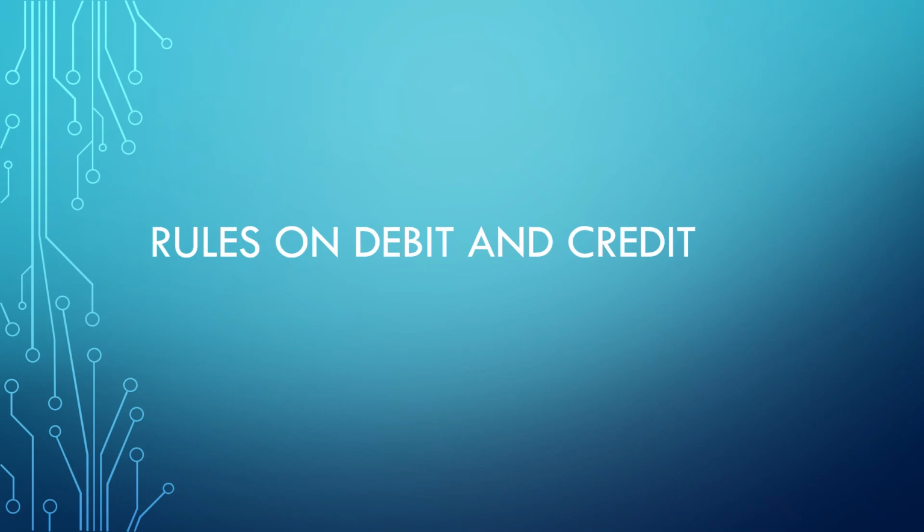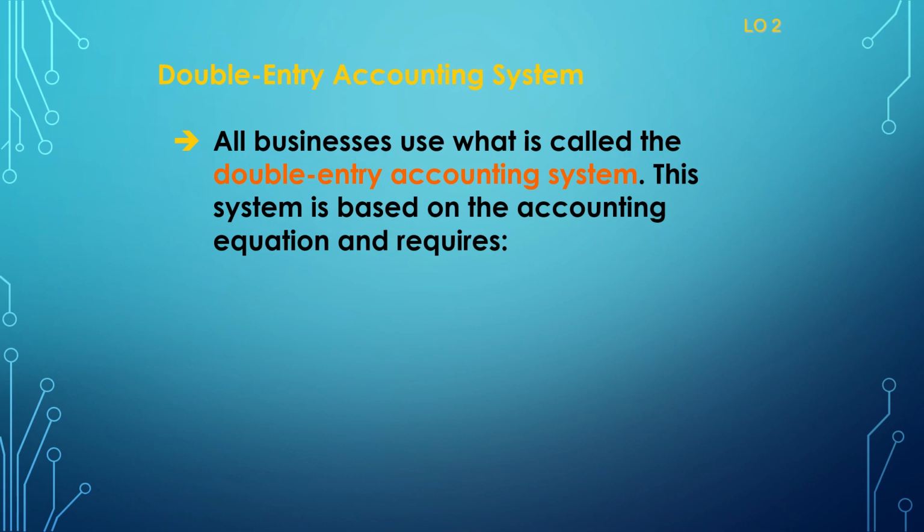Okay, so we have here the rules on debit and credit. In accounting for transactions, we normally use the double entry accounting system. Double means more than one. For every transaction, there are two accounts affected. That's why it's double entry. Now, all businesses use what is called the double entry accounting system.